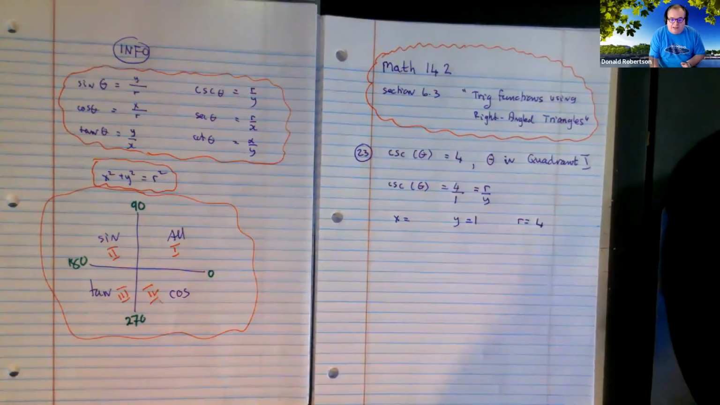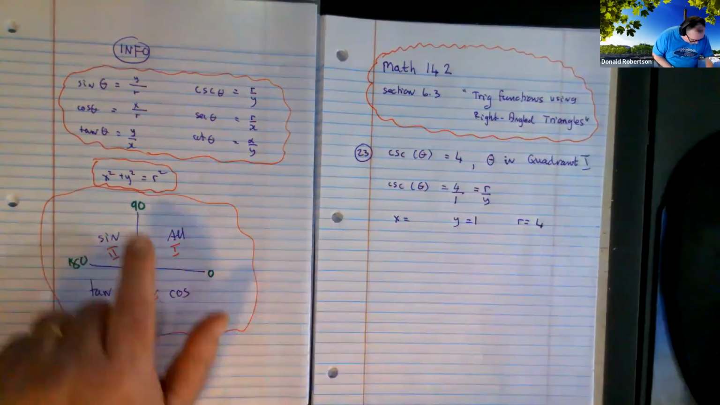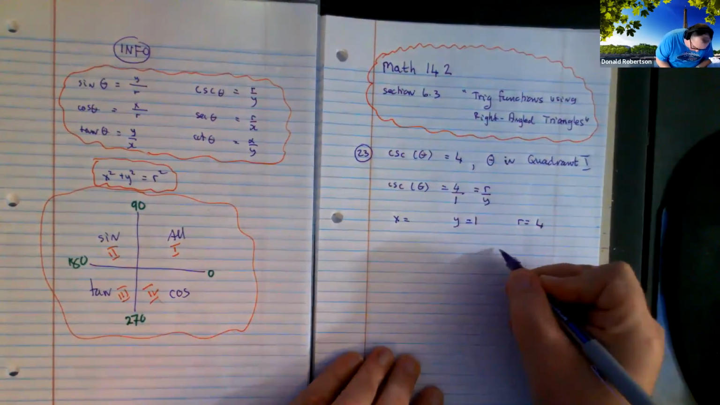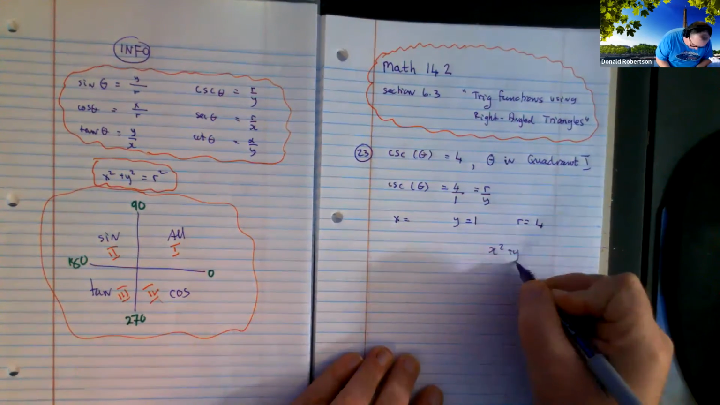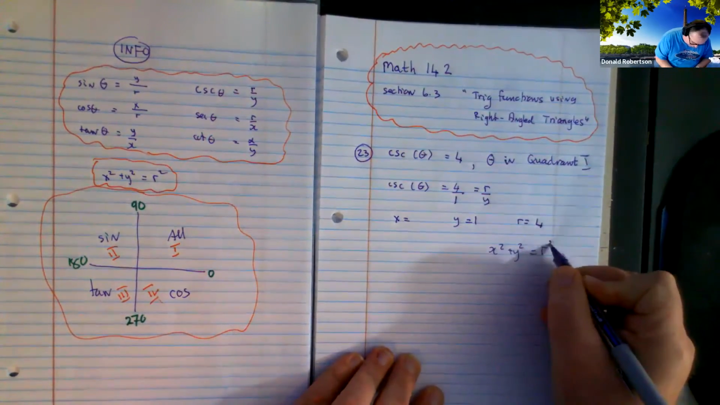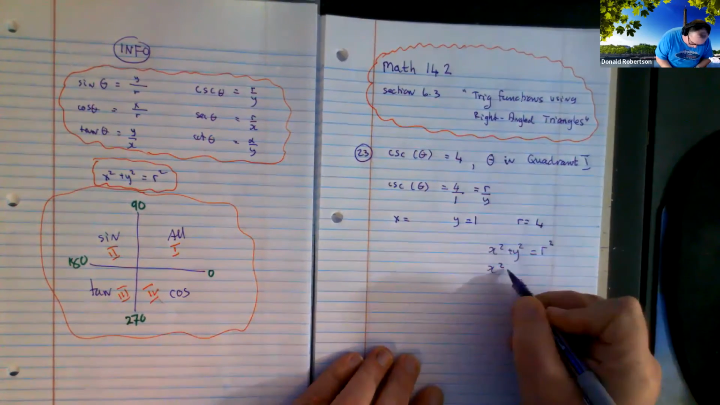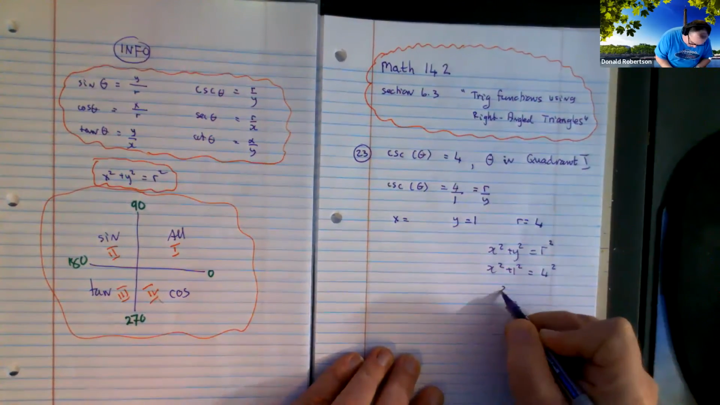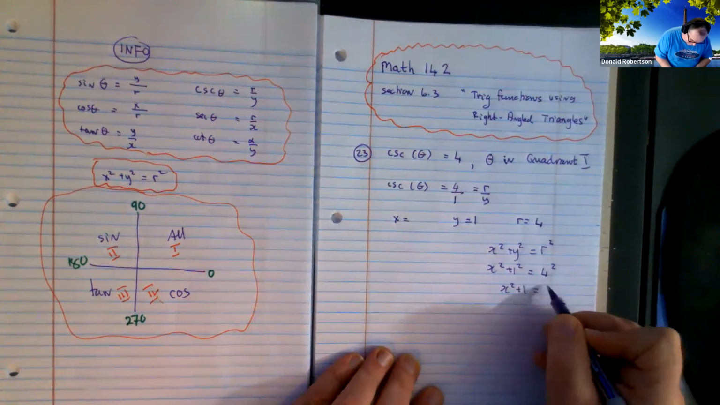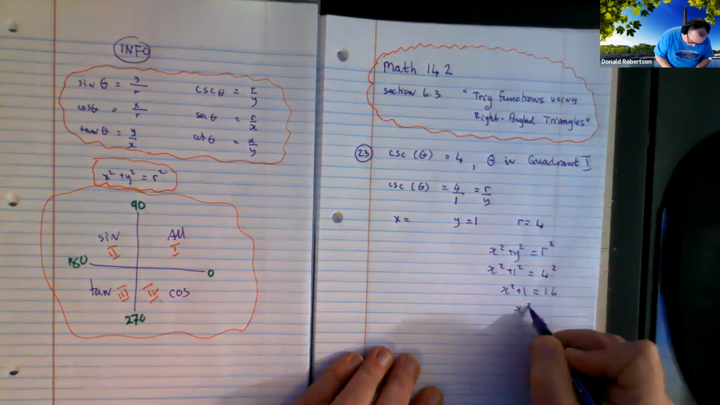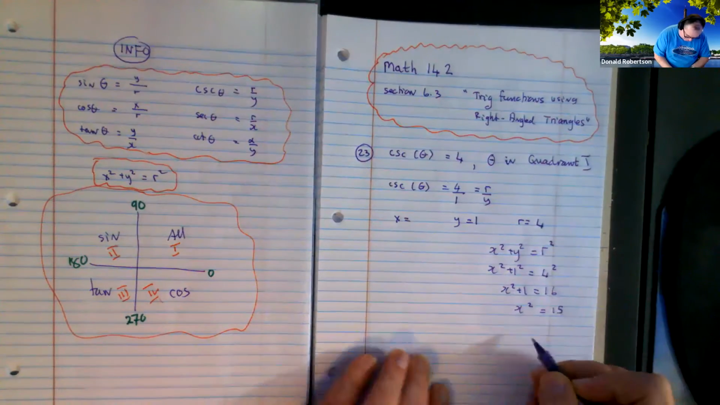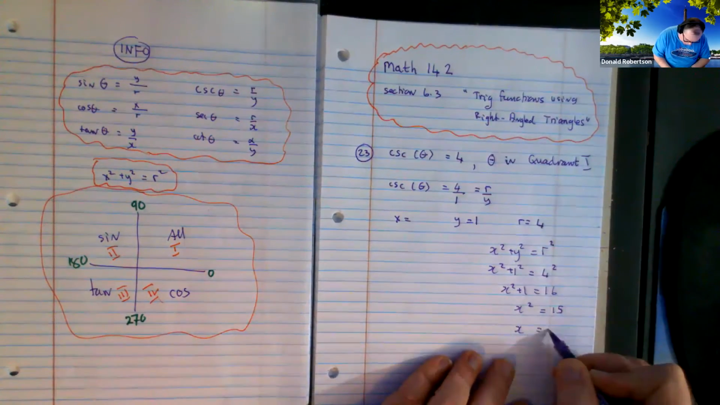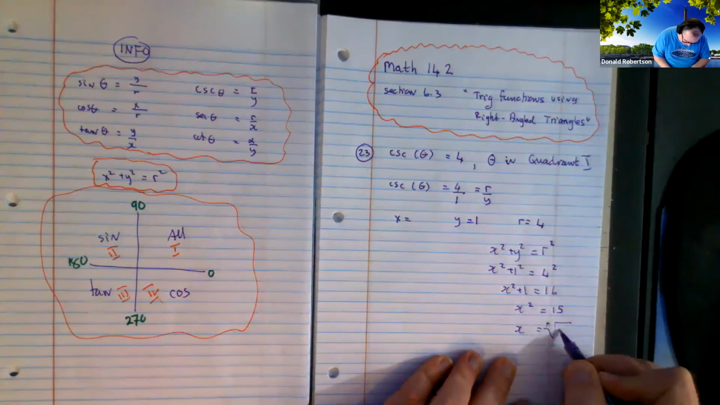Now, I've only one value to get, and that is X, and that's where we use this formula. So X squared plus Y squared equals R squared. X squared plus 1 squared equals 4 squared. X squared plus 1 equals 16. That makes X squared 15. And then we take the square root.